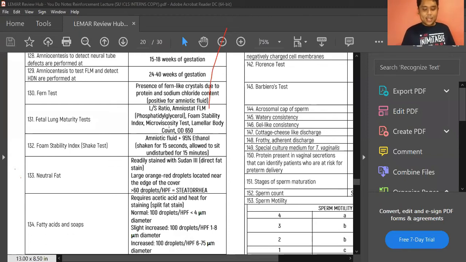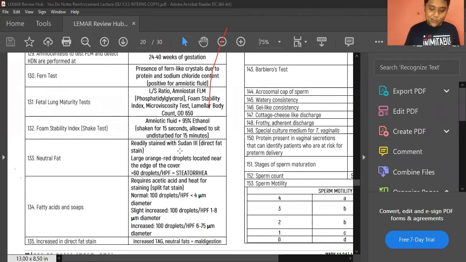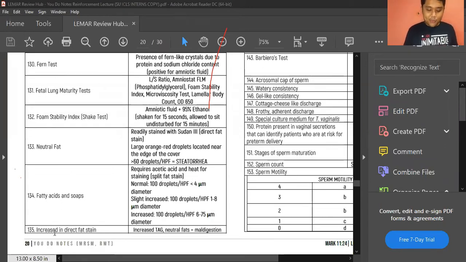Okay? All right. Next, for feces, neutral fats, of course, are stained with Sudan III. Orange-red droplets, greater than 60 droplets per HPF, are indicative of steatorrhea. And for fatty acids and soaps, it requires acetic acid and heat, which is your split fat stain. The normal is 100 droplets per HPF, less than 4 micrometers in size or diameter. Slightly increased is 100 droplets of 1 to 8 micrometers in size, and increased is 100 droplets of 6 to 75 micrometers.